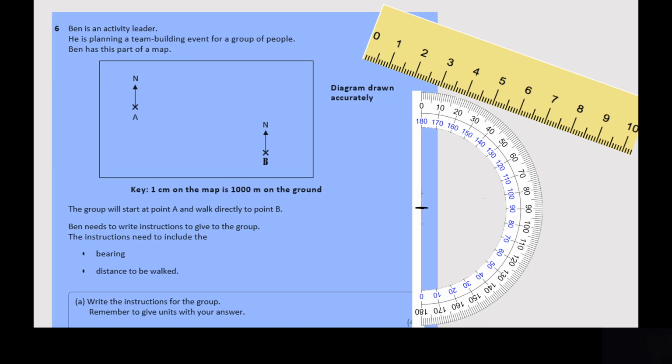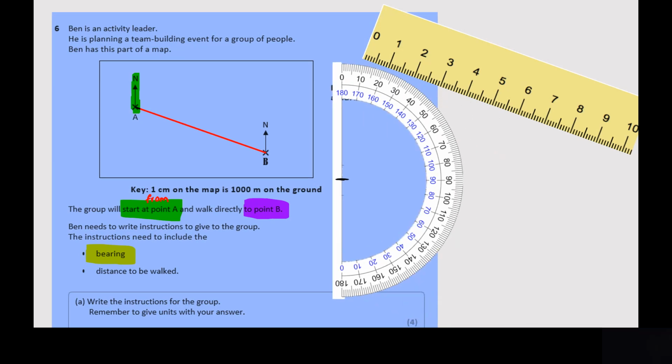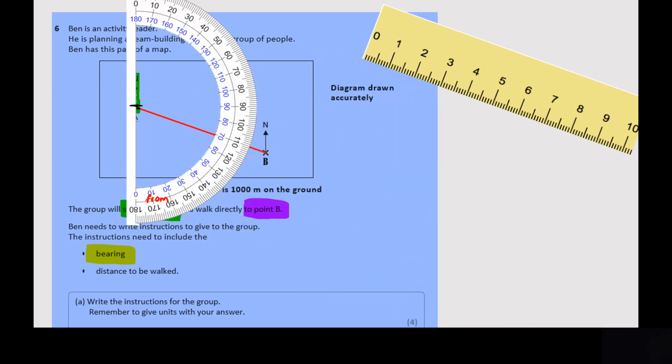Okay, so let's have a look at the first part, shall we? So we're starting at point A. So that tells us it's from A. So our starting point for measuring our bearing is at this point here. Okay, we're going to walk to point B, and that's where you use your ruler to draw a line between the starting point and the finishing point of the journey. Okay. The next part of the question is to ask for the bearing. So we'll bring across our protractor here, and we'll sit the center point of the protractor on the edge of the line, and it's horizontally sitting on your north line.